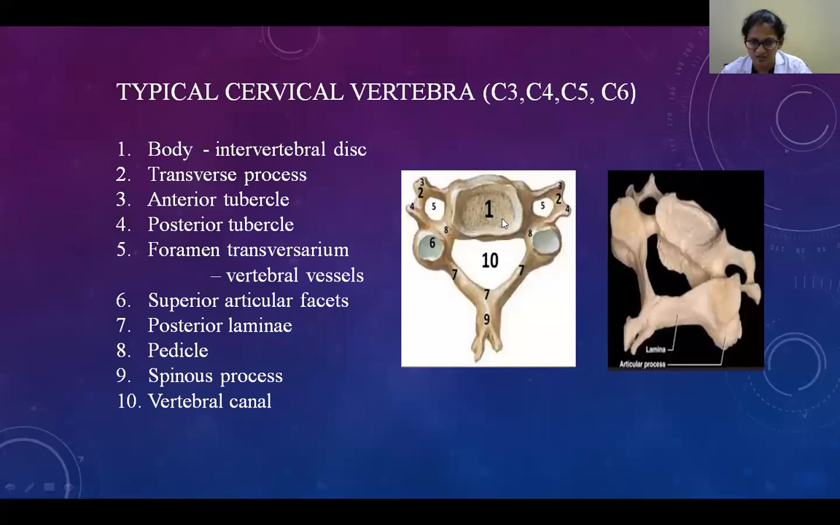We have studied the body, the transverse process, the pedicles, the laminae, the spinous process, the superior and inferior articular facets, and the vertebral foramen. These are all the important characteristic features of the cervical vertebrae C3, C4, C5 and C6. Above the pedicle you see a superior vertebral notch, and below it an inferior vertebral notch.